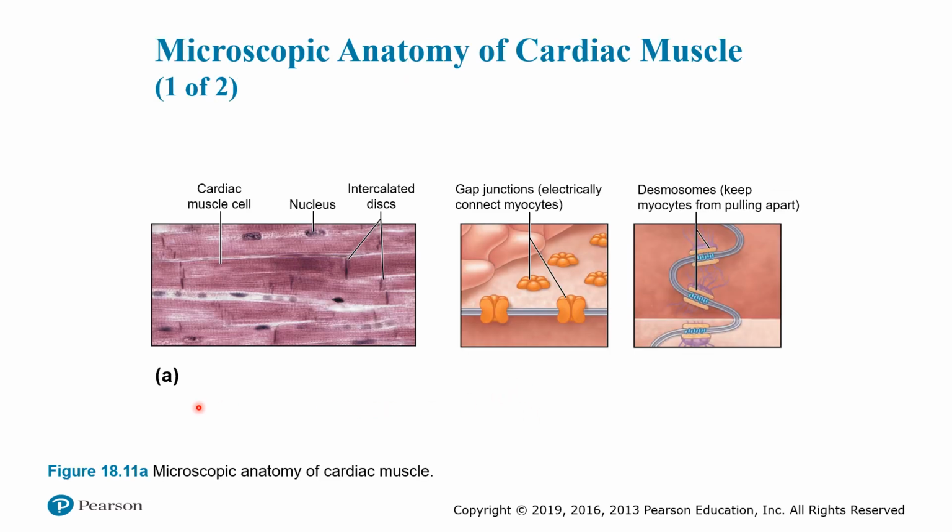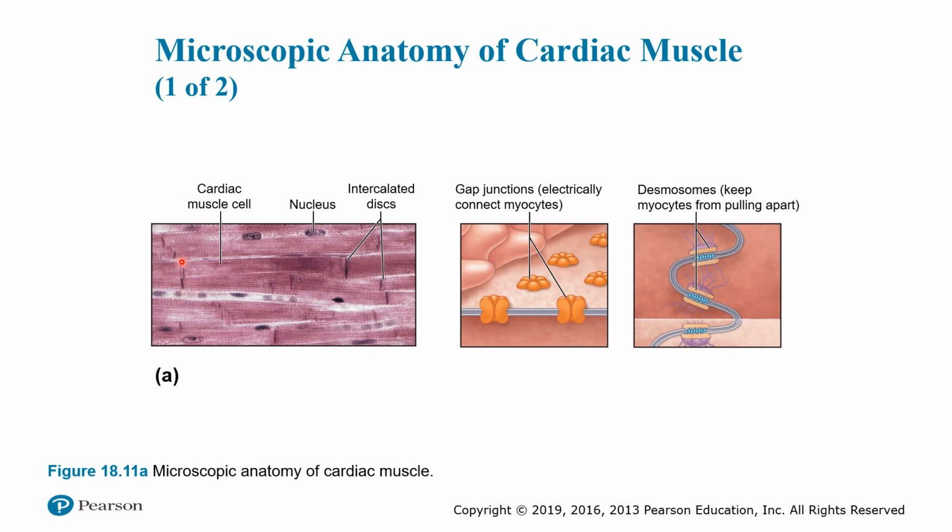Now let's revise all those features on these. So this is how they appear under the microscope. See, these are branched cells. Cardiac cells are branched. They have 1 or 2 nuclei per cell. And then they have sarcomeres. They are not very prominent here as they are in the skeletal muscle, but they do have them.